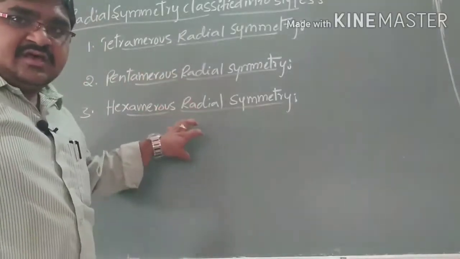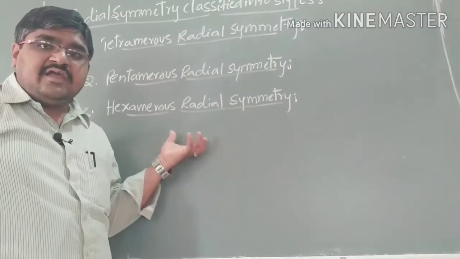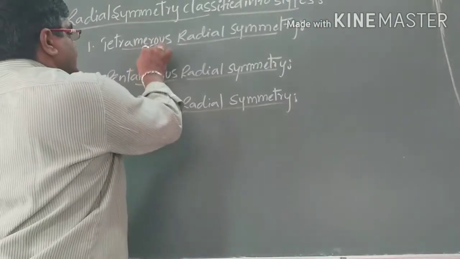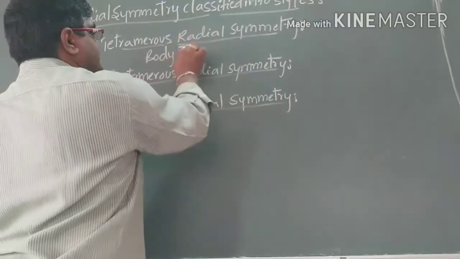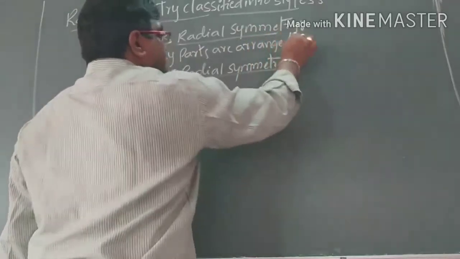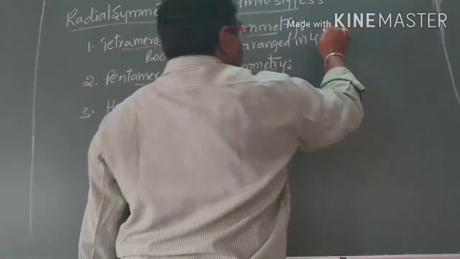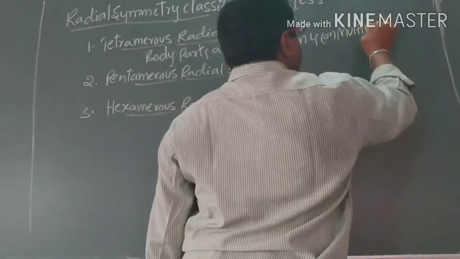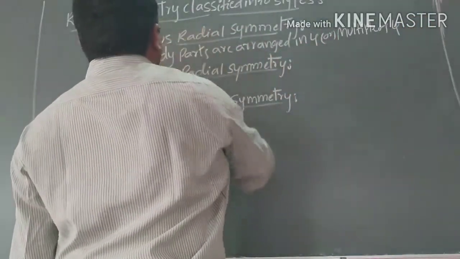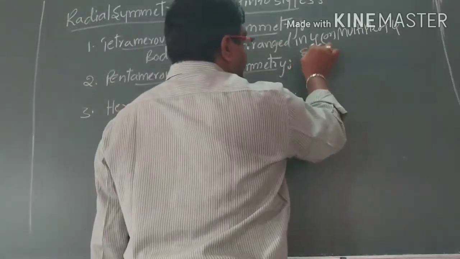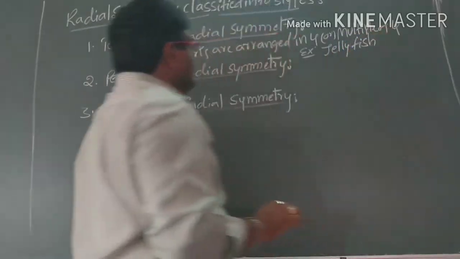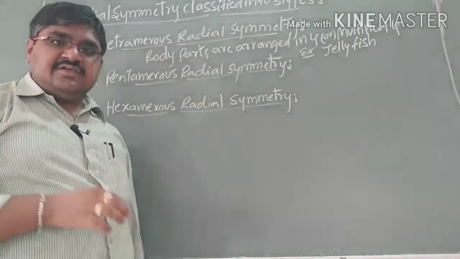If body parts are arranged in the form of six or multiples of six, then it is called hexamerous. Here, tetramerous means the body parts are arranged in four or multiples of four, then it is called tetramerous radial symmetry. This can be seen in jellyfishes.